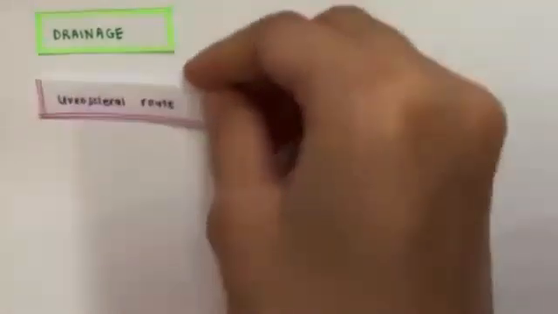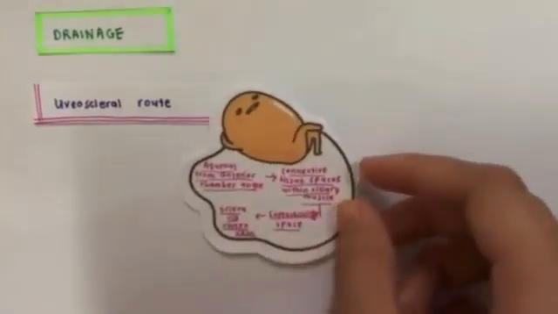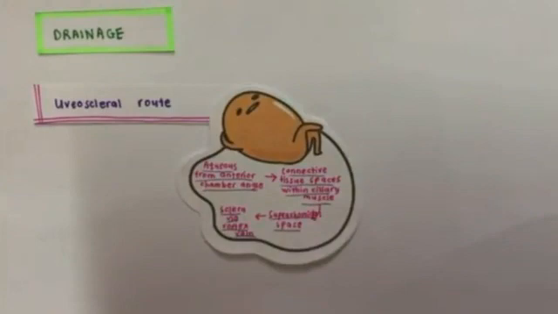The second pathway in the drainage system is the uveoscleral route. The aqueous humor from the anterior chamber angle moves into the connective tissue spaces within the ciliary muscle, and then into the suprachoroidal space, and lastly into the sclera via the vortex vein.